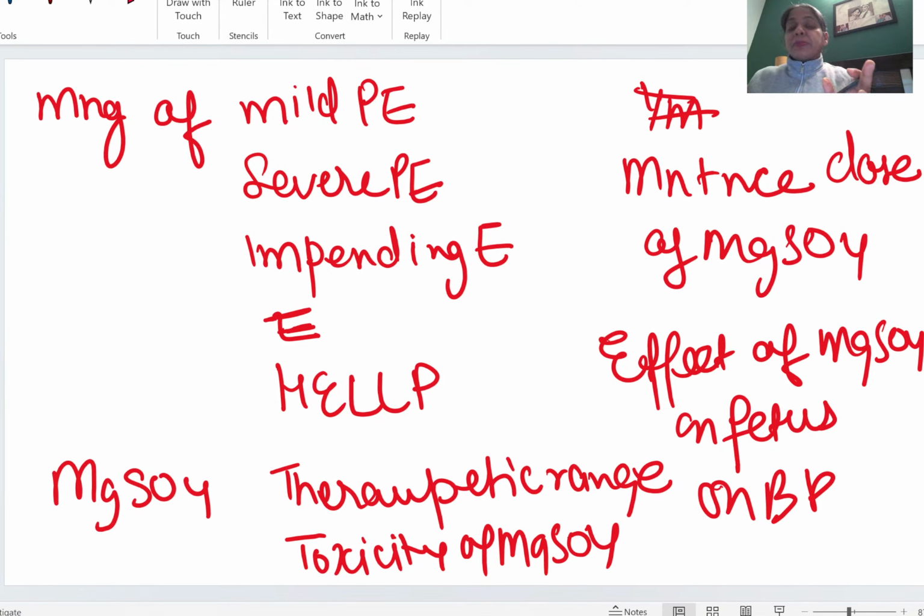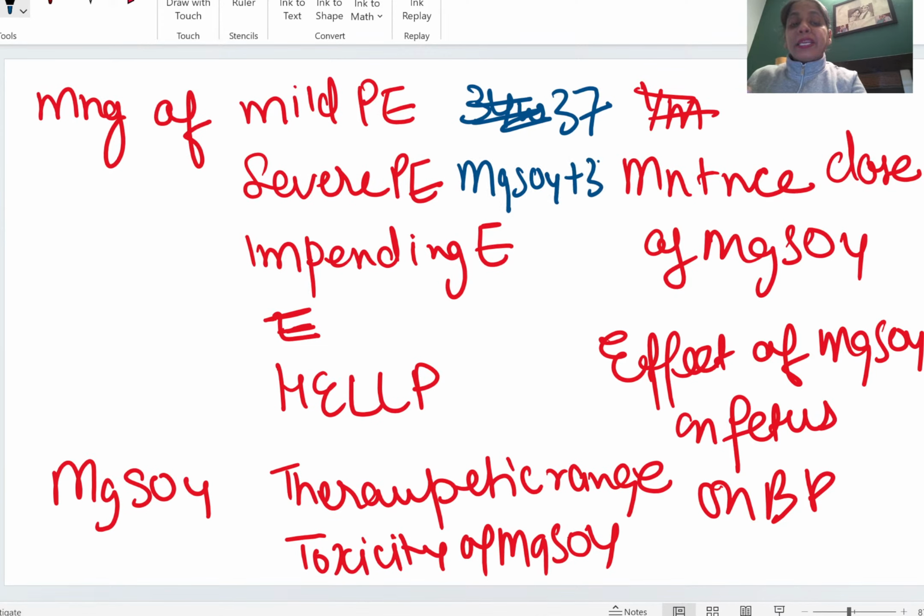What is the management of mild preeclampsia? Terminate at 37 weeks. What is the management of severe preeclampsia? Magnesium sulfate, antihypertensive, and terminate at 34 weeks. What is the management of impending eclampsia? Magnesium sulfate, antihypertensive, and terminate once the BP is stable.